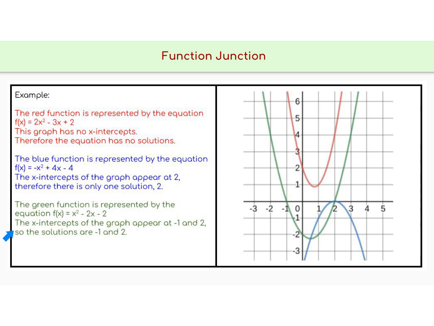Our green function is represented by the equation f of x equals x squared minus 2x minus 2. The x-intercepts of the graph appear at negative 1 and positive 2, so the solutions are negative 1 and positive 2. And as we can see, we have our green parabola right here. We have an x-intercept at negative 1 and an x-intercept at positive 2. And those would be our two solutions, negative 1 and positive 2.